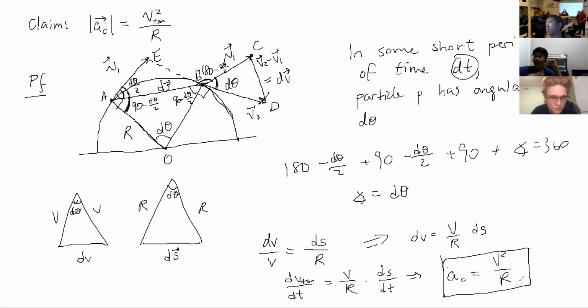Any questions on this derivation? Wait, so this is SAS similarity? Yeah. Except we're doing it with an infinitesimally small angle. And it's not actually isosceles, it's almost isosceles. No, it is isosceles. Why is it not isosceles? Because this is V1 and V2. Oh wait, yeah, I forgot the magnitude stays the same. Yeah.